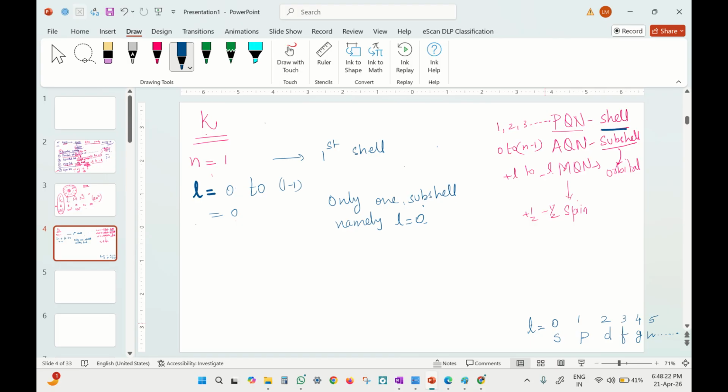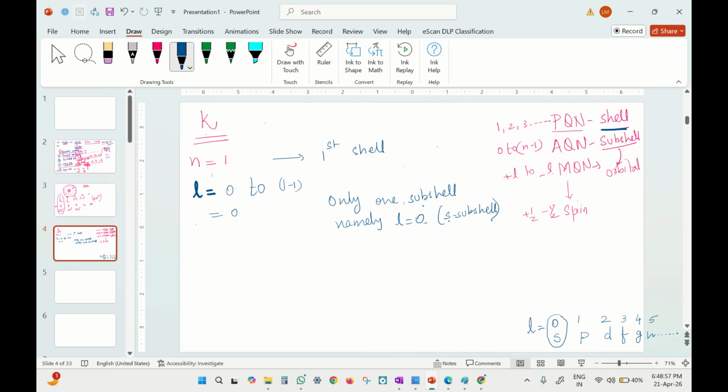So if l is 0, what would you call it, children? You would call it s. So you will call it the s subshell. Got it? Okay. So in the first shell, there is only one subshell, namely the s subshell, whose l value is 0. Got it? What is a subshell? Within a shell, a smaller region is said to be a subshell.